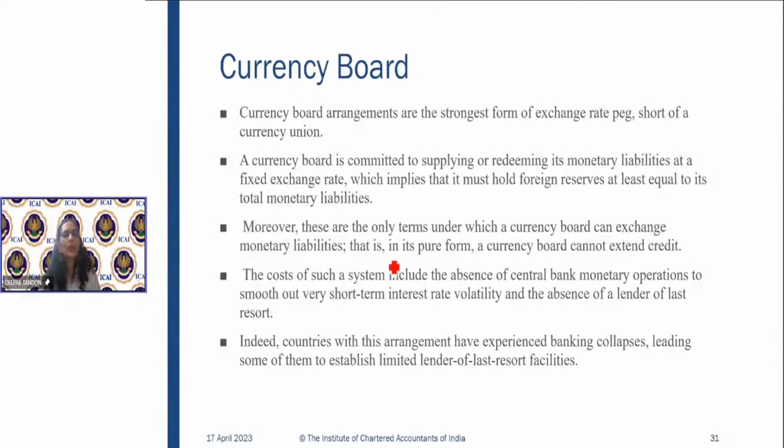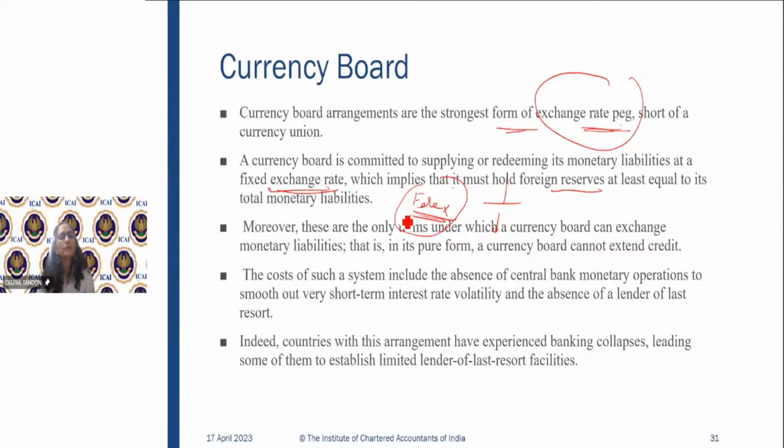So a group of countries together follow one currency as their base currency, and they peg their currency with respect to that, or they fix their exchange rate with respect to that. So a currency board is committed to supplying or redeeming its monetary liabilities at a fixed exchange rate. The rate is fixed, pegged to a foreign currency, which implies that it must hold foreign reserves. I've already told you, when you peg a currency, you have to keep a specific forex reserve with you to maintain that currency. It should not go up, it should not go down, because you have pegged your currency to a fixed exchange rate. And the currency board can only take care of monetary liabilities.